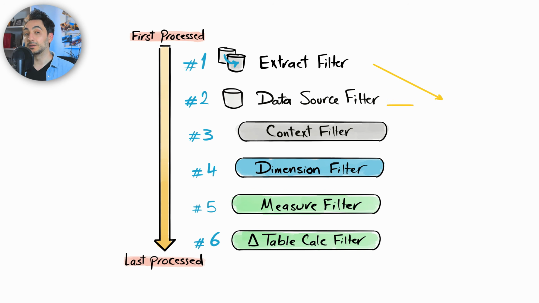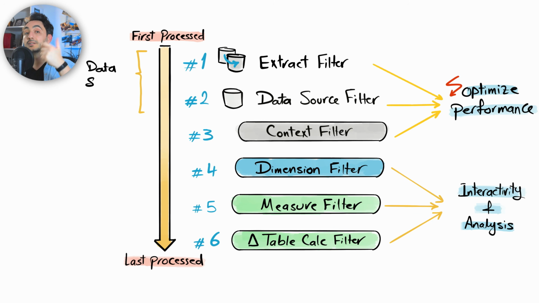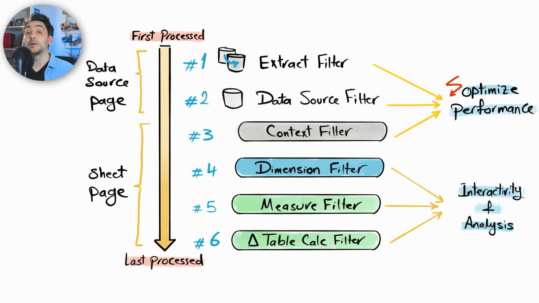So here again about the usage, the extract filter, data source filter, and the context filter are used to reduce the size of the data, and the other three filters are used by the end users for analysis and a better understanding of the data. And now the question is, where can we create those filters? The extract filter and the data source filter we can create in the data source page, and the other filters we can create in the worksheet page.